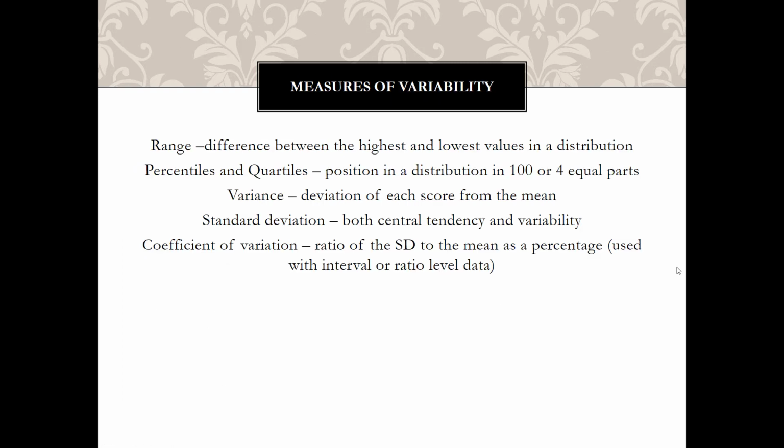We also are interested in measures of variability. So the range is the difference between the highest and the lowest values in this distribution. We can also describe the data by percentiles or quartiles. So a percentile is a position in the distribution in 100. So the 50th percentile is the middle. The 75th percentile is 3/4 of the way through.